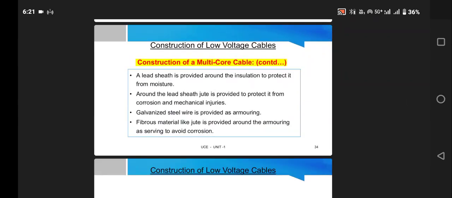A lead sheath is provided around the insulation to protect it from moisture. Around the lead sheath, jute is provided to protect it from corrosion and mechanical injuries. Galvanized steel wire is provided as armoring. Fibrous materials like jute are provided around the armoring as serving to avoid corrosion.